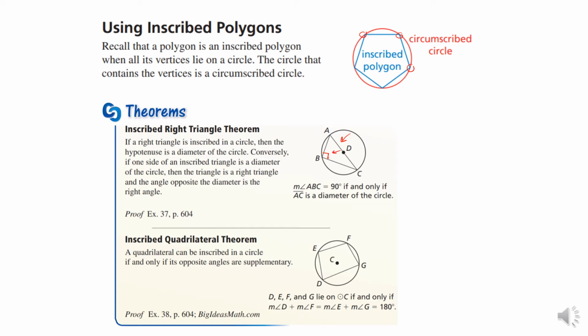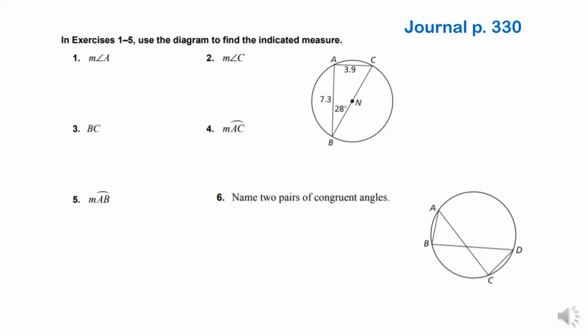Okay, then you have the inscribed quadrilateral theorem. A quadrilateral can be inscribed in a circle if and only if its opposite angles are supplementary. Okay, so if it is inscribed, then the opposite angles are supplementary, and if its opposite angles are supplementary, then it is inscribed in the circle. Okay? Alrighty. So let's look at these to solve for these.